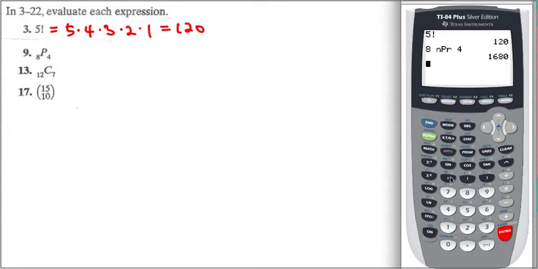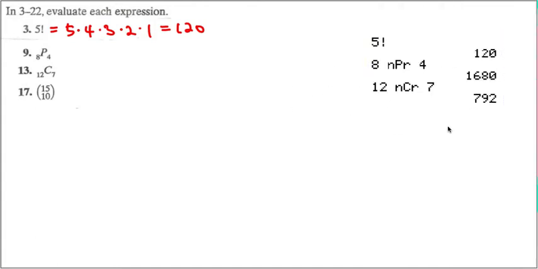How about the third one? 12C7. Alright, 12C7 is a similar way as before. 12 math and all the way to the probability. And nCr, that's basically what we have to use for 12C7, which is equal to number 3. And press 7. There it goes. So these are the answers for the first 3. 1680 and 792.